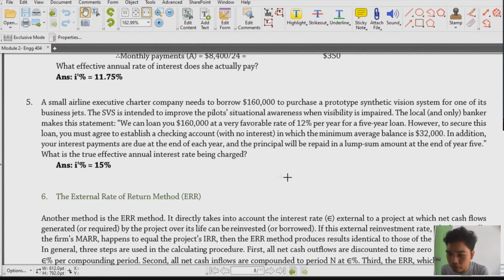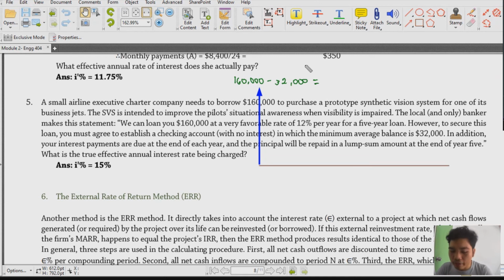Now, let us create a cash flow diagram because a case like this is a little complicated. Now, borrowing, initially we have, let's make it higher so we can see. So, technically, we borrowed 160,000 in this case, right? 160,000. But then again, we deposited 32,000 because the bank requires that we have a checking account. So, technically, what we need to pay, because, of course, the company will deduct that from us. So, that's 128,000.